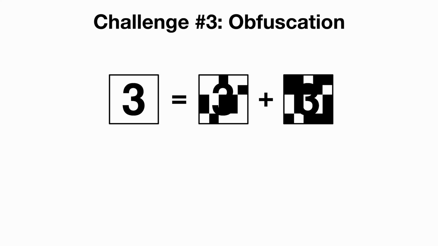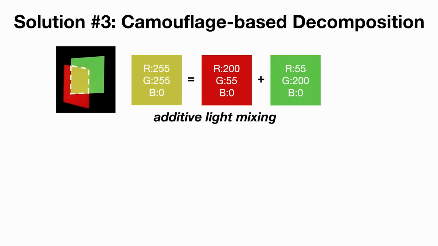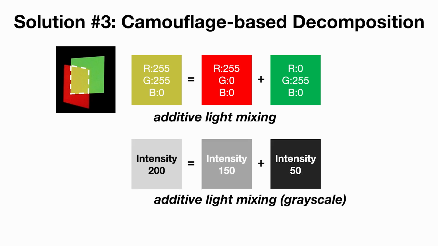Simply splitting the content can leave recognizable shapes. Even rectangular fonts can leave residual contrast. To address this, we use camouflage-based obfuscation. In the decomposition step, we use additive light mixing, which allows multiple combinations. For simplicity, we first consider grayscale, but the same method applies to each RGB channel.